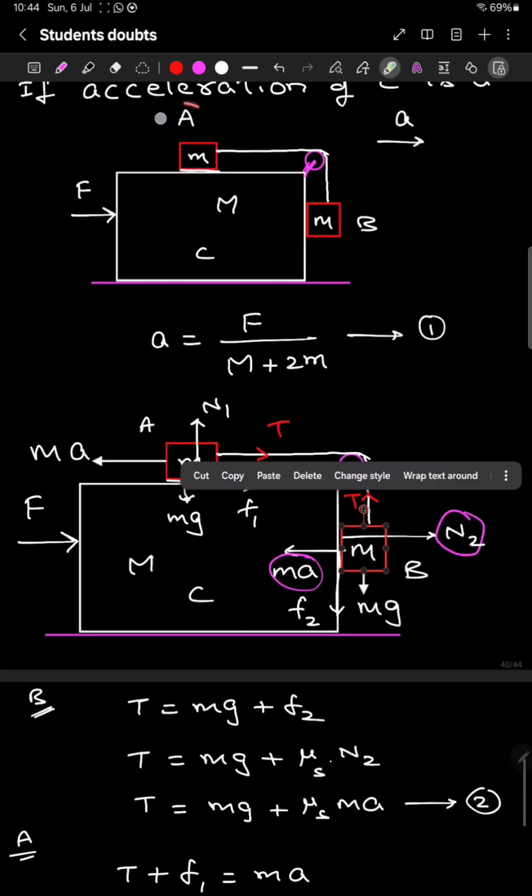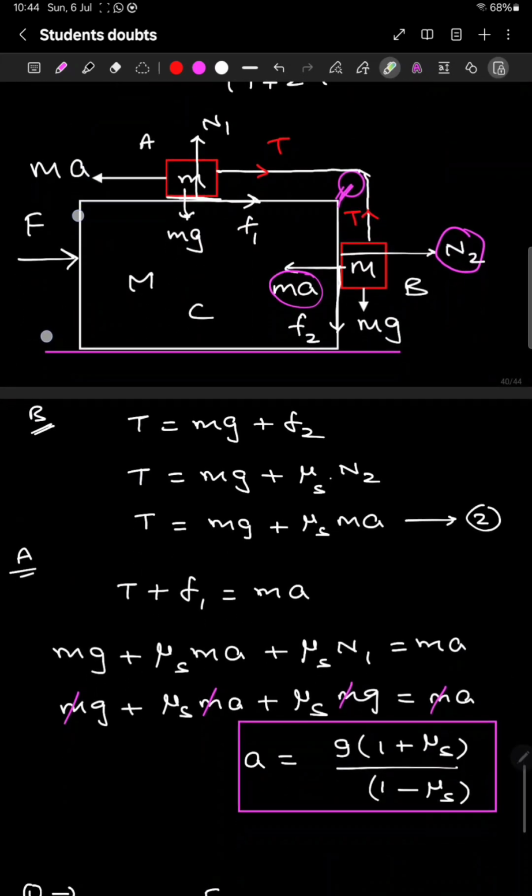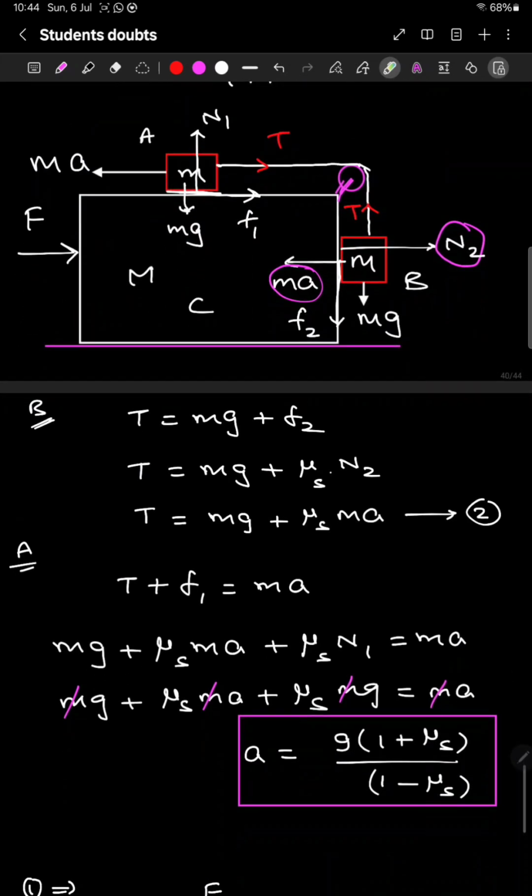Here also A block and B block are at rest with respect to C, as given. Then the whole system acceleration equals total external force by total mass, m plus 2m. Now the free body diagram of B block. T is balanced with F2 plus mg. Here it is a ready to slip case, so friction will be maximum. So here mu into normal reaction N2 is balanced with ma. You can see here. Equation 2.